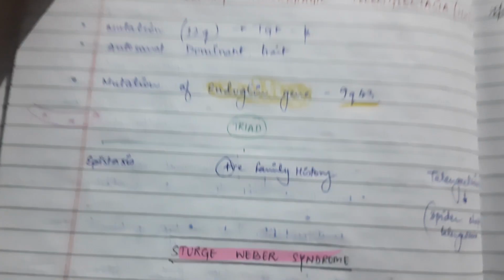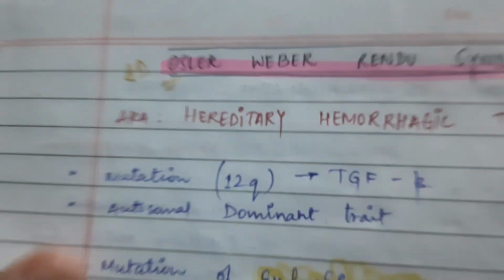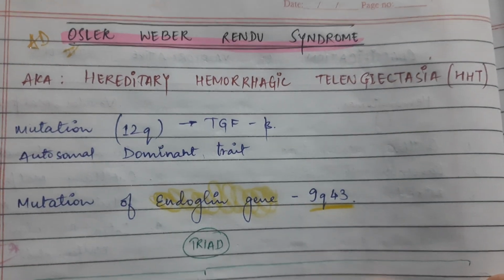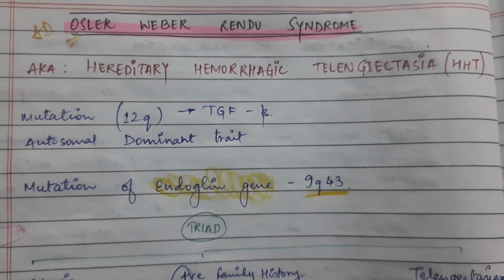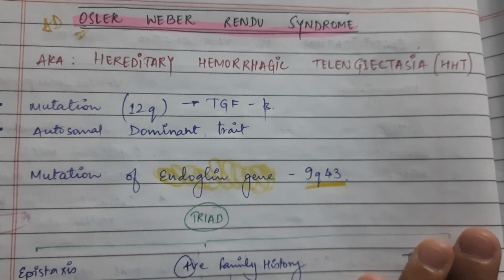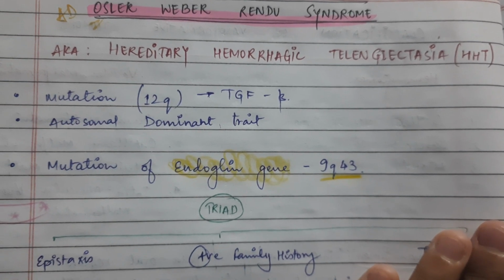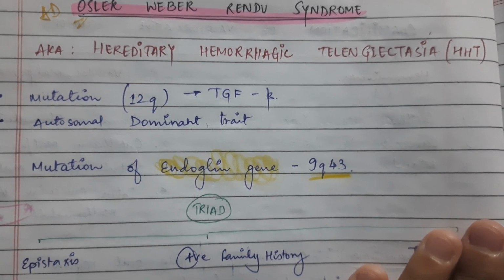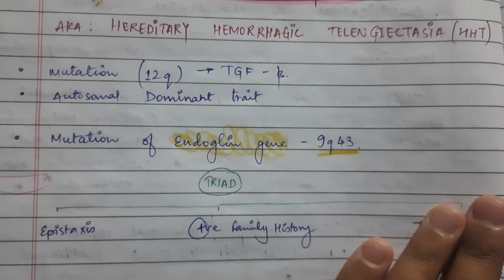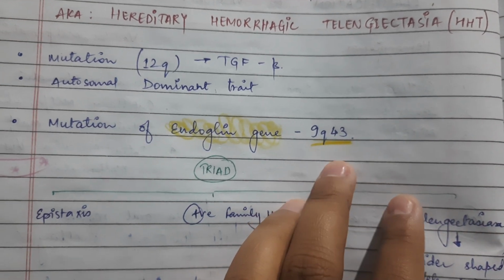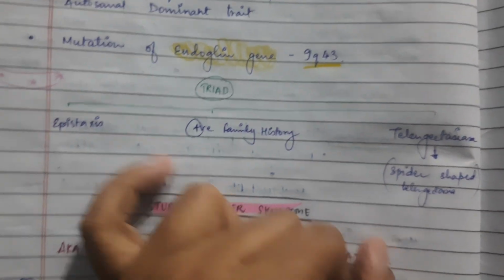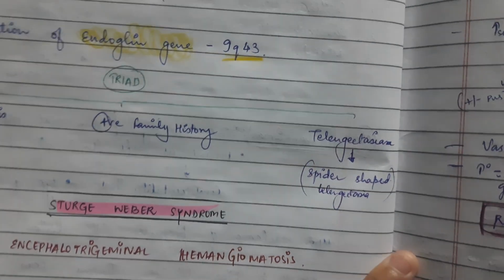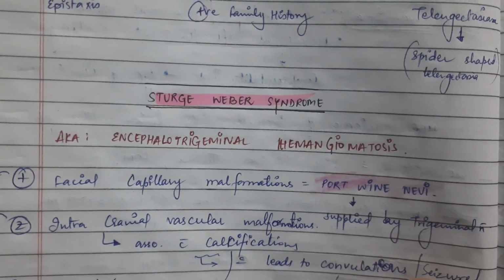Yes, this is now the important and interesting part. Osler-Weber-Rendu syndrome, also called hereditary hemorrhagic telangiectasia. It's an autosomal dominant disorder. Mutation of 12q, transforming growth factor beta, mutation of endoglin gene 9q34. Triad of epistaxis, nosebleed, family history positive, and telangiectasia, spidery web telangiectasia.